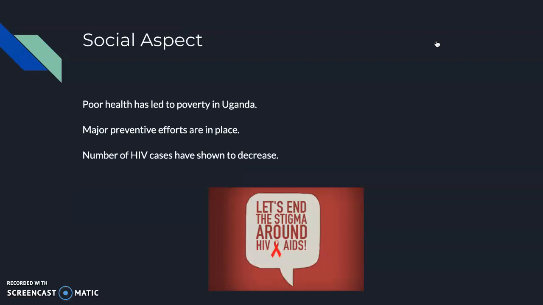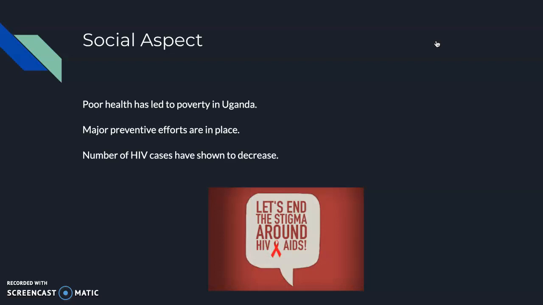Social aspect. Poor health in Uganda led to poverty. Healthcare was very expensive in Uganda and still is. There is no real system of insurance, and those who were infected with HIV were constantly in need of medical checkups, clinic visits, and also medication.